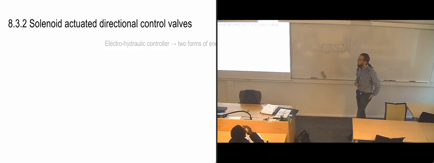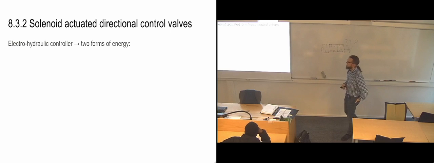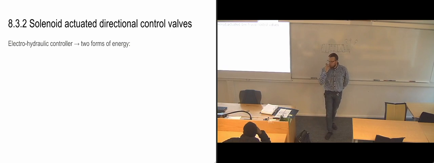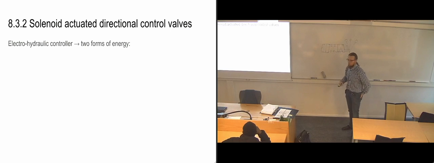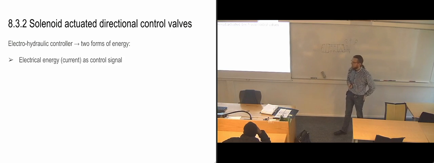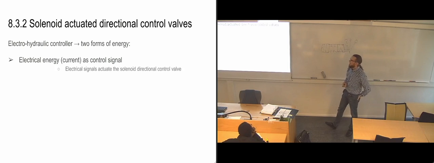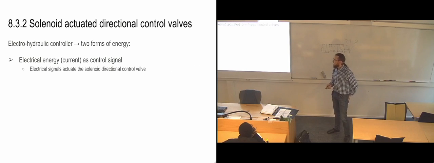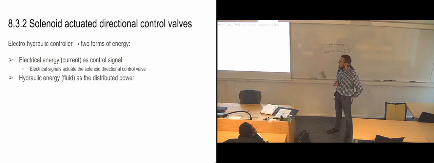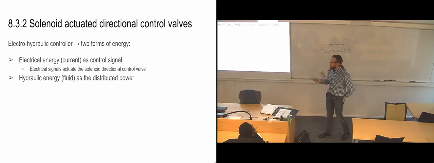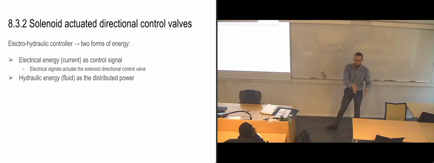Then we're going to look a bit more at the solenoid ones. They use electro-hydraulic controllers, so they use two forms of energy in order to control the valve. It uses the electrical energy as a control signal, and the electrical signals actuate the solenoid, and then the hydraulic energy is distributed through the valve afterwards. So you're using electrical energy to distribute hydraulic energy, basically.